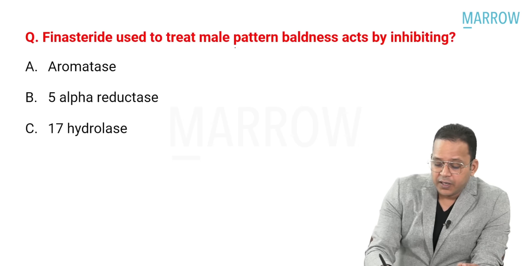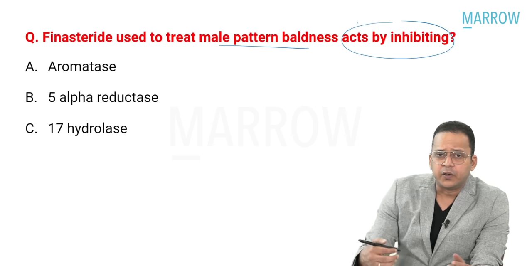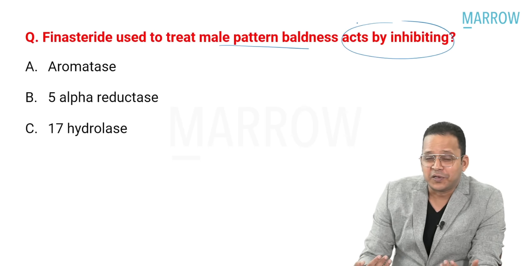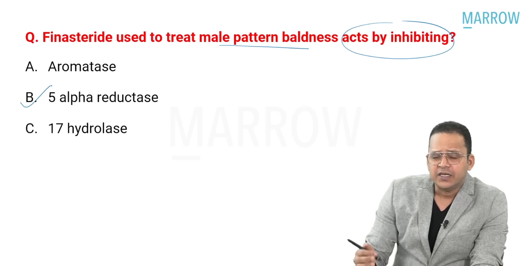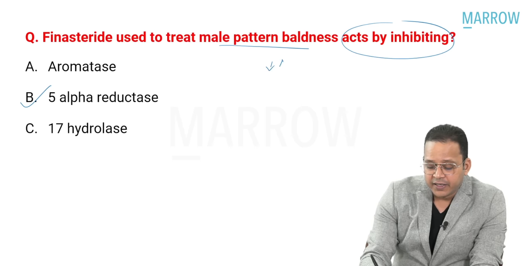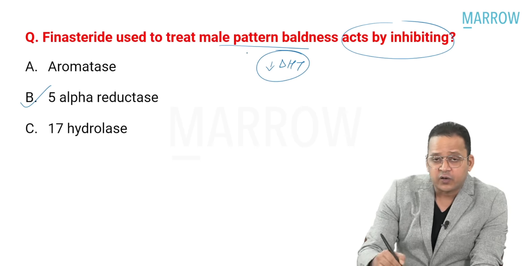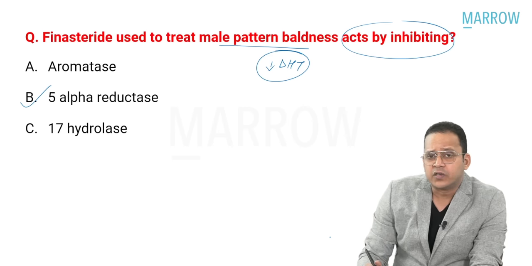Finasteride used for treatment of male pattern baldness. It acts by inhibiting what? Is that a difficult one? No, it's a very easy one. And your answer is 5-alpha reductase inhibitors. The most recent MCQ that asked you is, which of the following drugs acts by decreasing DHT or dihydrotestosterone? Again, your answer was finasteride.